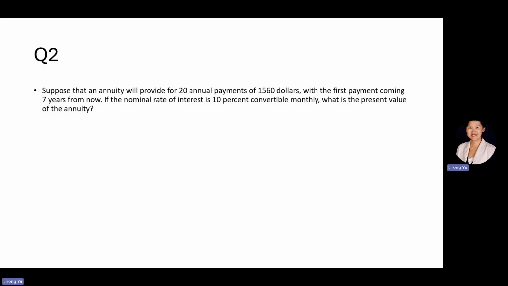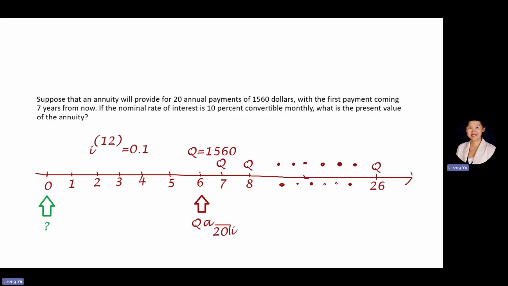So again, a present value calculation. I draw the timeline on this one. Realize it's 20 payments, but the first payment is made 7 years from time zero. So your first payment is made at year 7. So I write Q equal to 1,560. The first payment comes in at time 7.